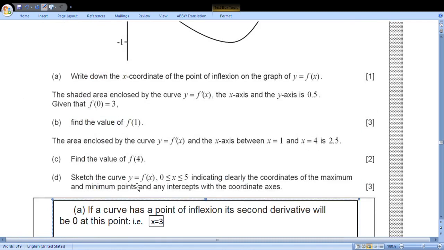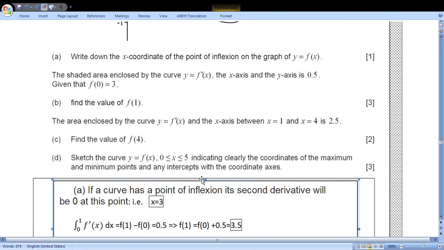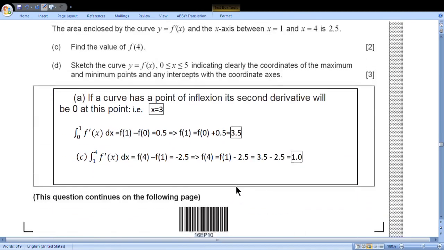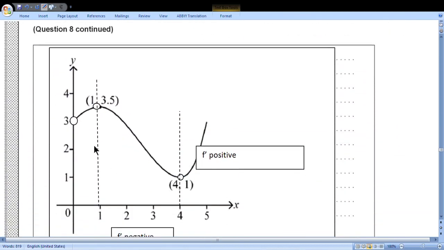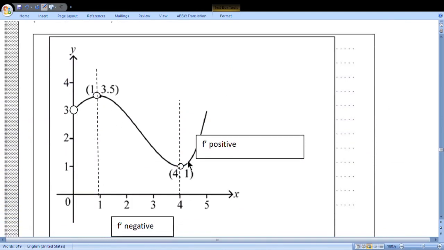D. Sketch the curve from 0 to 5. So actually we know 3 points, and we know that here we have a positive first derivative, so it is increasing, and as a result we can draw such a curve. So we have one point, another point, and another point. So here is a local maximum, and by the way, here we have also a point of inflection at x equals 3.